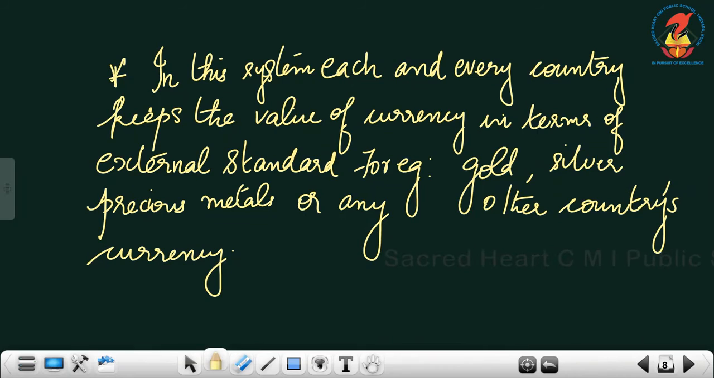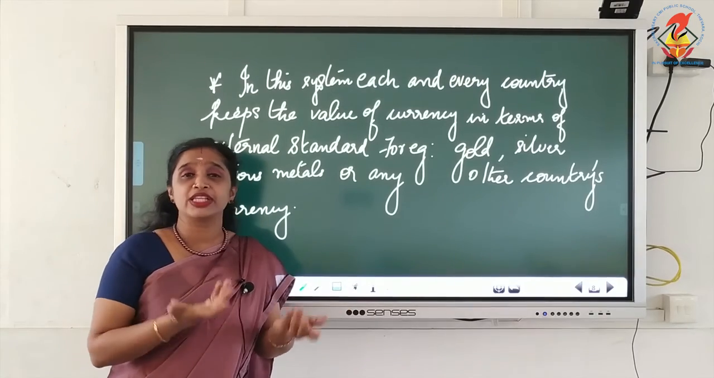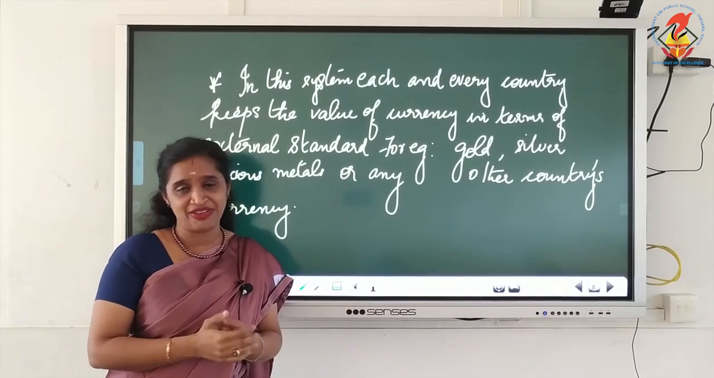Now we will move on to the third characteristic of this fixed exchange rate system. In the system, each and every country keeps the value of the currency in terms of external standard. What is meant by that particular statement? What do you mean by external standard? One country is always involved in trade relationships with another country. Then buying and selling of exchange happens every time.